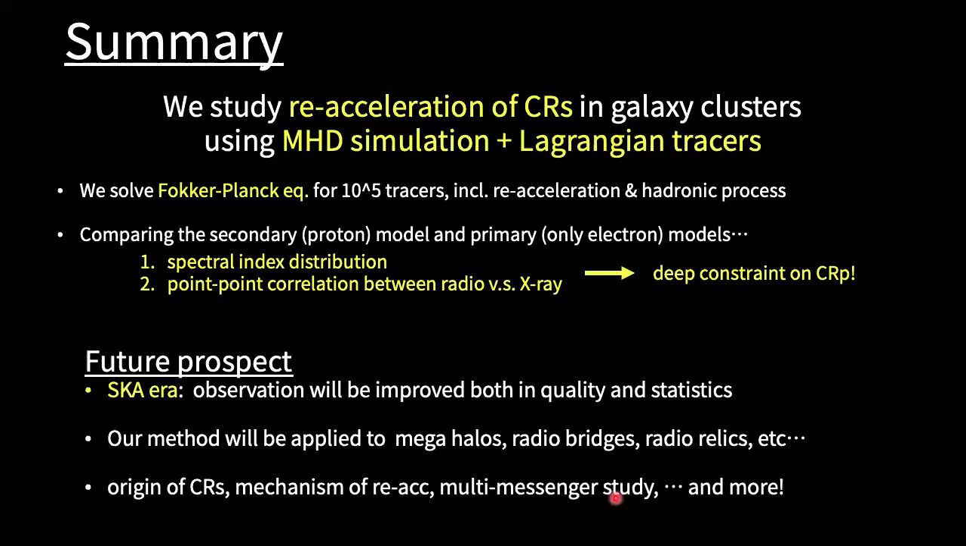We study reacceleration of cosmic rays in galaxy clusters in a numerical way. My study is a theoretical work, using MHD simulation plus the Lagrangian tracer method. We solve the Fokker-Planck equation, which is one of the keywords of this talk, for 10^5 tracers in a galaxy cluster. And we consider reacceleration and also hadronic processes of cosmic ray protons. By comparing the results of those calculations with observation, we can constrain the amount of cosmic ray protons inside galaxy clusters, and also we can discuss the mechanism of reacceleration. I'm going to present two examples about this topic. One is spectral index distribution in the radio image, and also the point-to-point correlation between radio and X-ray intensity.